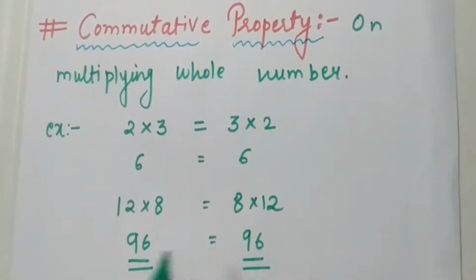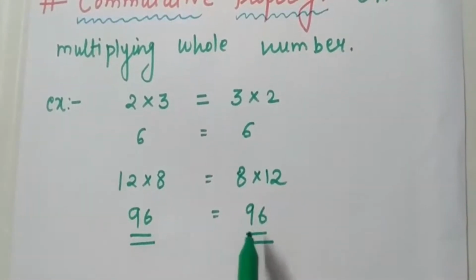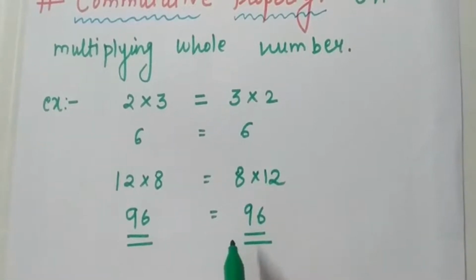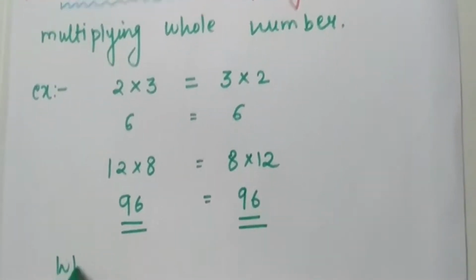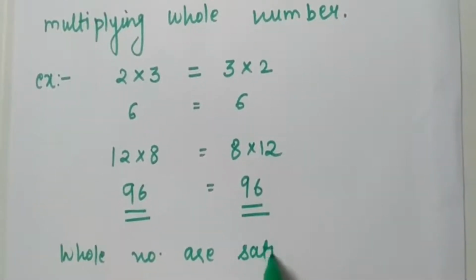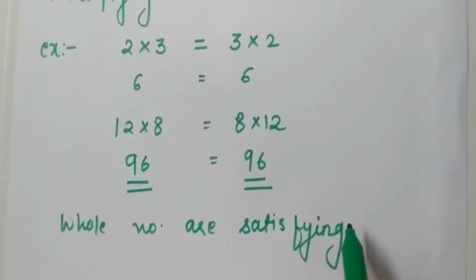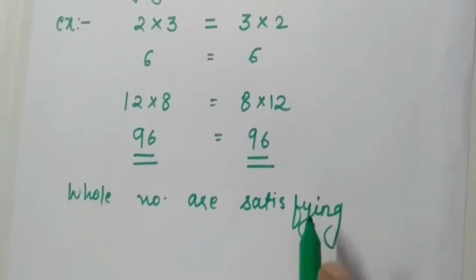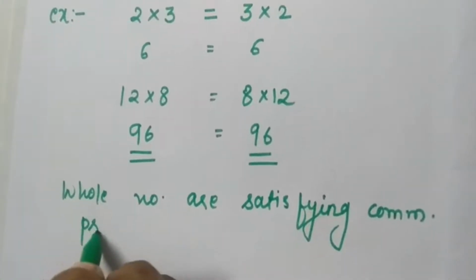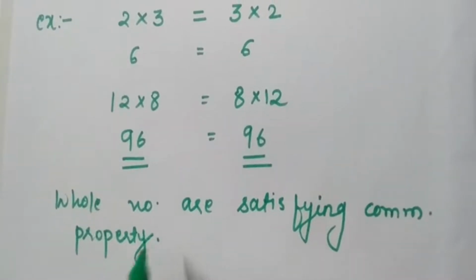So what can it state? If we change the order of the numbers, then also my result will not change. If we get the same answer by changing the order of the numbers, then we can say that whole numbers are satisfying commutative property. What will we say? If the order of the numbers changes and we perform the operation, and our result does not change, then we can say whole numbers are satisfying commutative property. So this is about commutative property for multiplication.